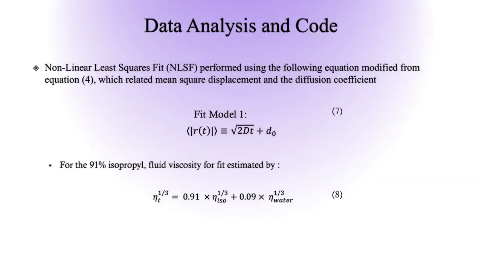To generate a fit model for our experimental data, which we will call fit model 1, a nonlinear least squares fit was performed by modifying the relationship between the mean square displacement and the diffusion coefficient to obtain the model given in equation 7. Here, D is the diffusion coefficient calculated from the dynamic viscosity, Brownian particle radius, and temperature. Notice the addition of the d0 parameter. This is to account for the initial displacement of the food dye. In the trials in which isopropyl alcohol was used as a fluid medium, the dynamic viscosity was fixed using equation 8, as the fluid was not pure isopropyl alcohol.